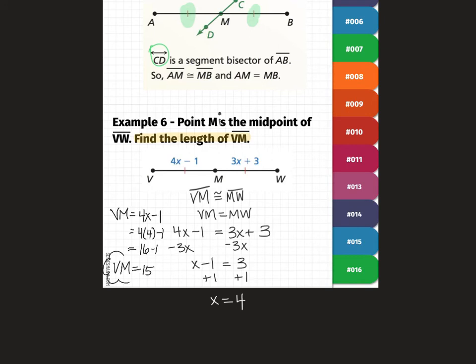And that is the answer that we're looking for, because we have to make sure that we answer the question. If we just get to x equals 4, that's not answering the question. So we have to make sure we answer the question.